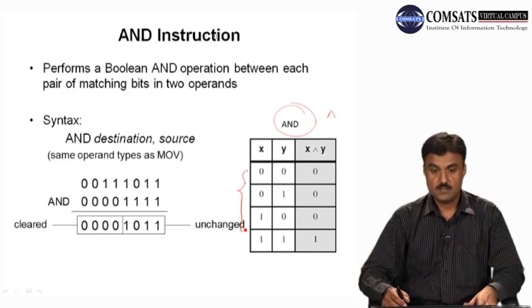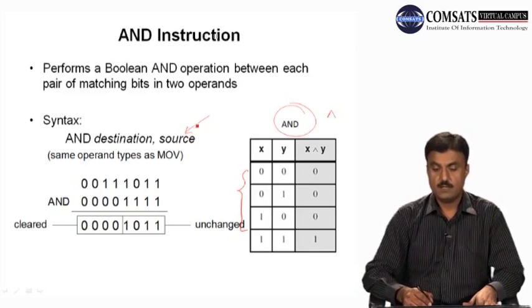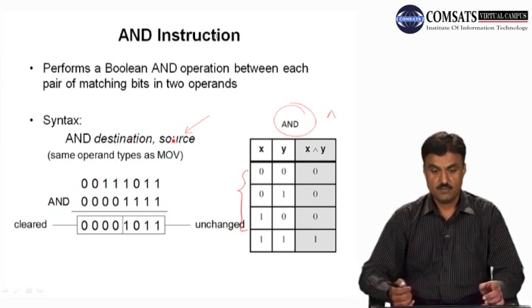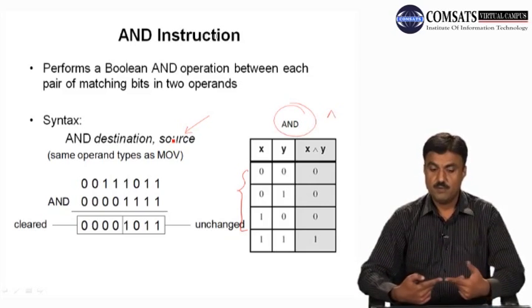So there are two operands involved. The source can be any register, any constant or something whatsoever, and the destination can be a register. It cannot be a constant. So the AND instruction will perform a comparison, or AND operation, between these two, but it will perform it as a bit-by-bit pair operation.